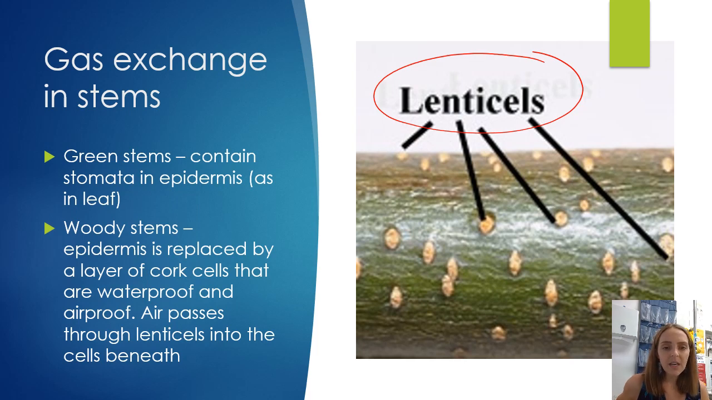So instead of having an epidermis like we would have in a leaf, we have these cork cells, which are waterproof layers of dead cells that stop water loss and gain, but also allow gas exchange without the interference of water. Now, this is a bit more clear in the next slide.